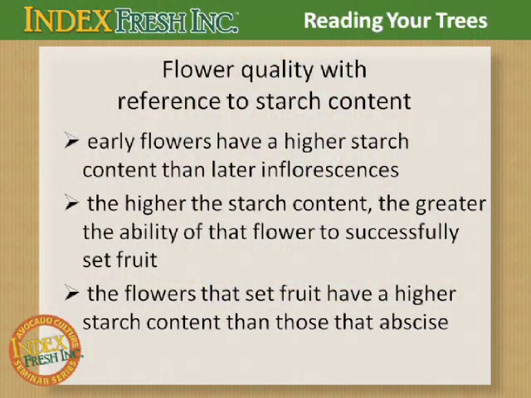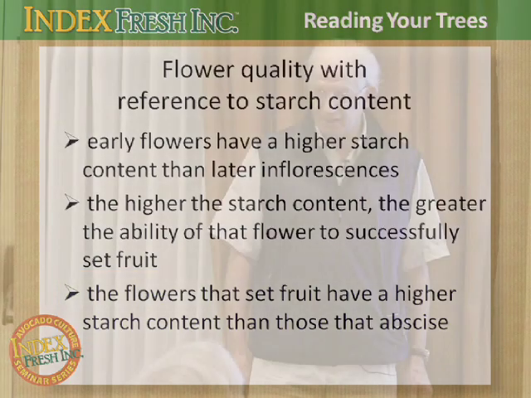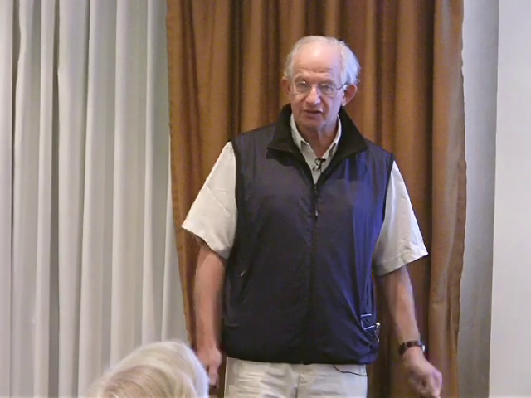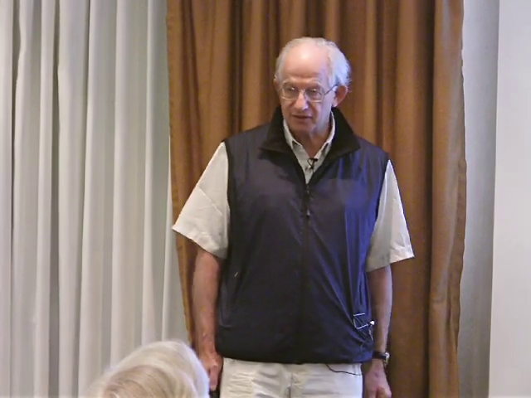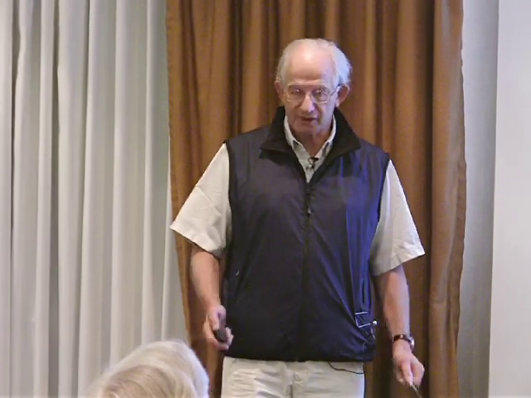And again, if your flowers have high starch, we're likely to get better fruit set. And if they have low starch, because we haven't got enough starch to resource them, then we're going to get less fruit set. And finally, the flowers that set fruit have a higher starch content than those that have size. So it doesn't just happen as to be, it often happens because better flowers, better resourced, give you better outcomes.